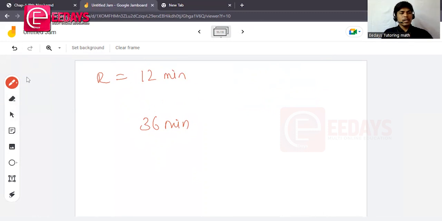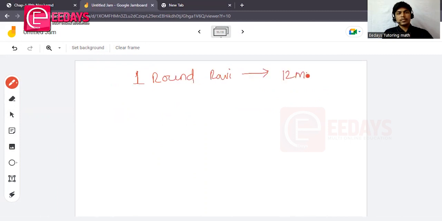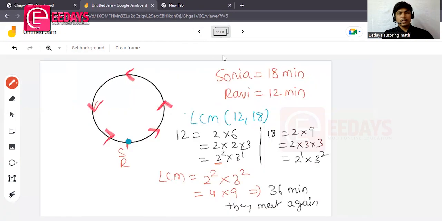Okay, let's write it like this for your understanding. For one round, Ravi takes 12 minutes. For 36 minutes, they are meeting at the same time, at 36 minutes. And how many rounds did Ravi complete? In that case, you can do x is equal to 36 by 12. So he completed 3 rounds. Who is the next person?